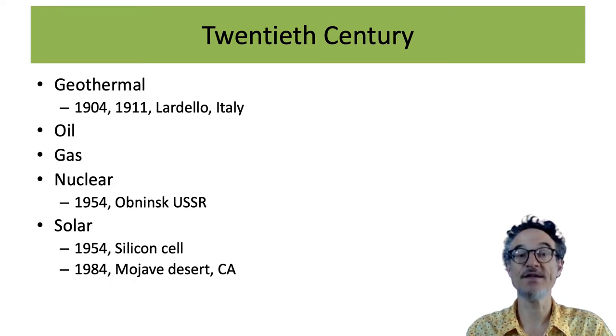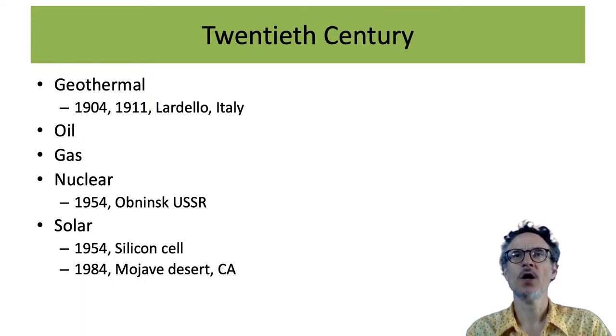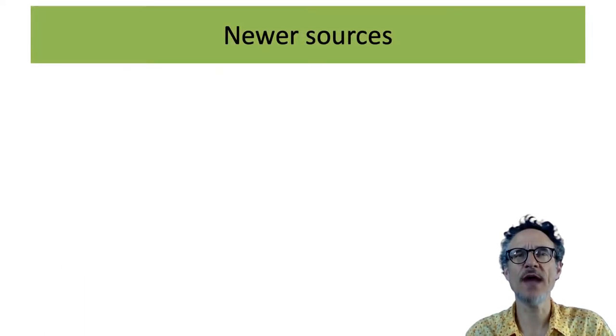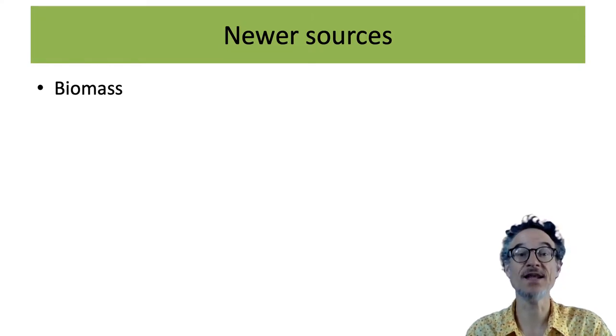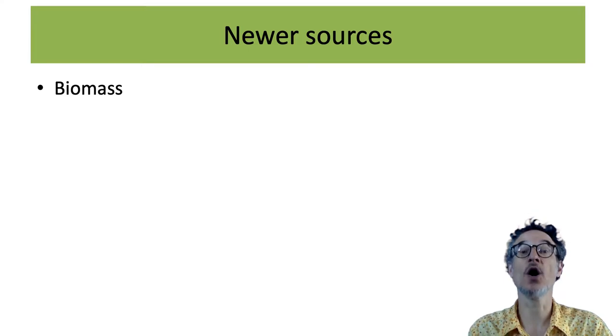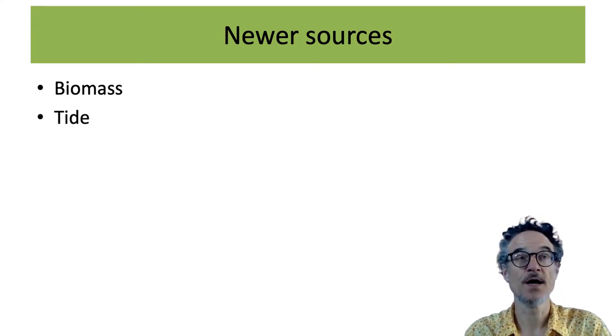This was in the Mojave Desert in California. And this collected solar heat and used that to make steam, again similar to a thermal power station. More recently, we have biomass. So this is burning crops, usually, or wood pellets. Often these are converted thermal power stations. So instead of burning coal, the stations start to burn other stuff.